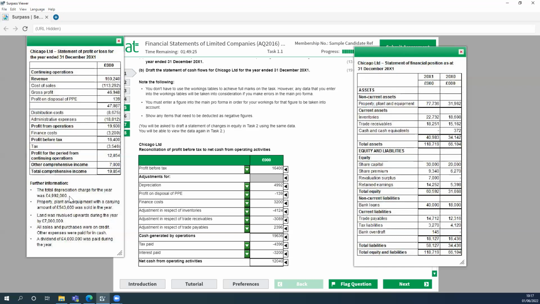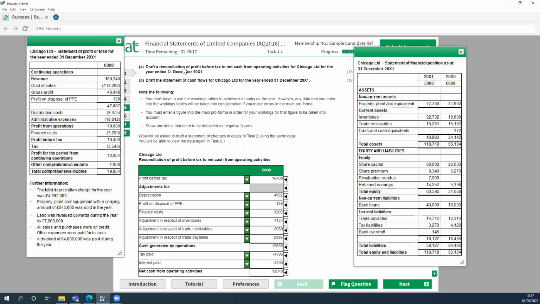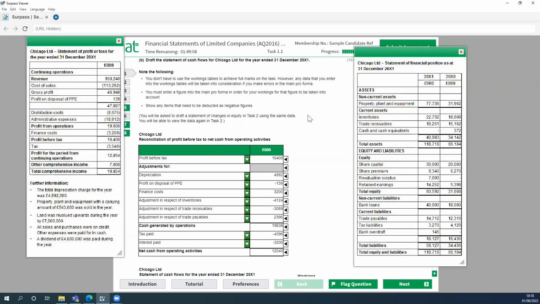It's an adjustment. So what we do with this one, and it tells you here, is draft the reconciliation of profit before tax to net cash from operating activities. And I have seen these in previous examples where it's got profit from operations, so you just have to bear that in mind. With profit before tax, we're going to make an adjustment for the finance costs because they're interest payments, again not part of your normal operating activities, so we add those back. But if you get profit from operations, you don't need to do the adjustment. But this one is profit before tax.